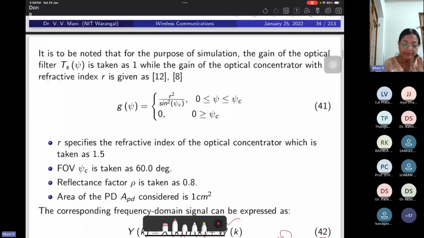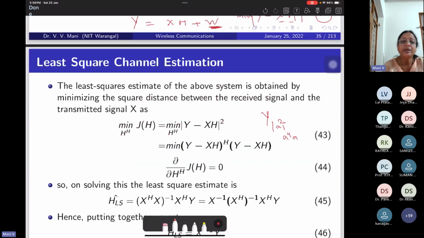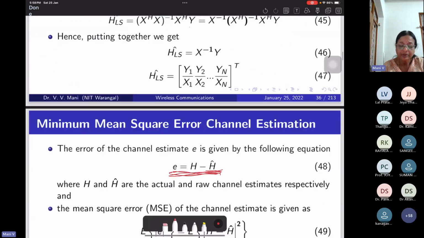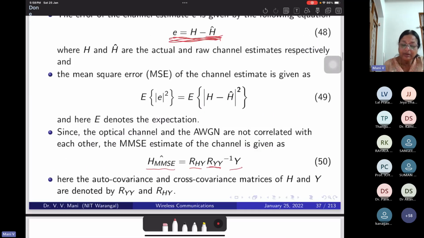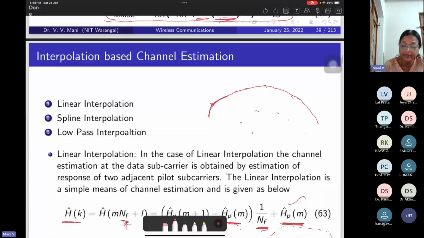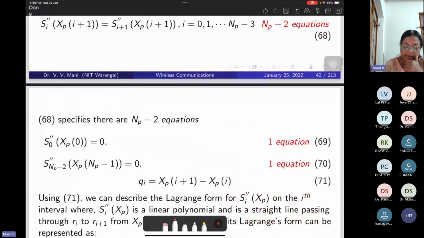If you transform into the Fourier domain, I can easily write my equations as y_k equals x_k h_k plus w of k, or in vector format, y equals xh plus w. I can directly adopt least square channel estimation. That means I have to minimize the error vector, so y minus hx norm squared is minimized. Then again we divide by h, so the channel is eliminated from the received signal. I'm not going into the deep mathematics, and interpolation based channel estimation is also used.